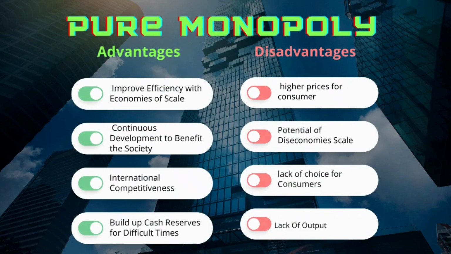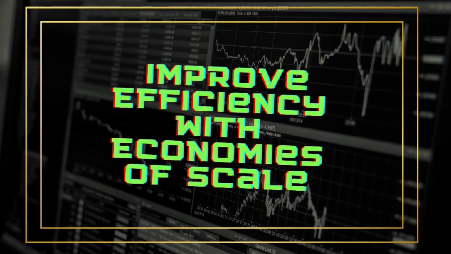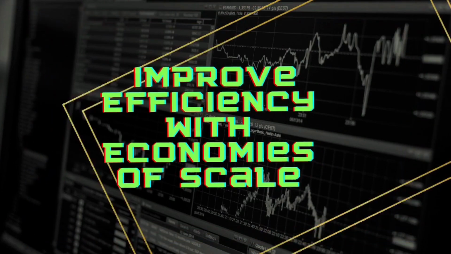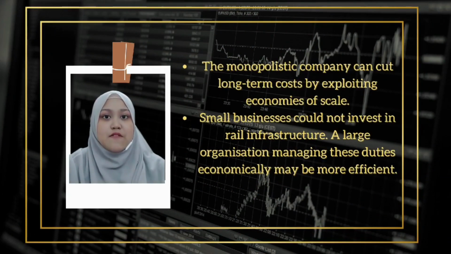The following are the benefits and drawbacks of a pure monopoly. Let me go through the advantages and disadvantages of pure monopoly one by one. First of all, the advantage of pure monopoly is improved efficiency with economies of scale. By using economies of scale, the monopolistic business can cut its long-term average costs.